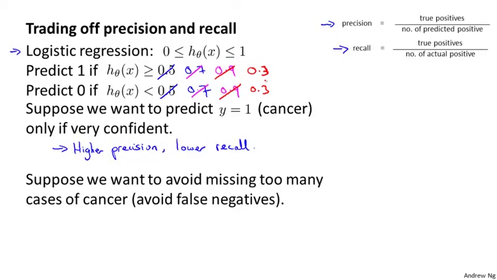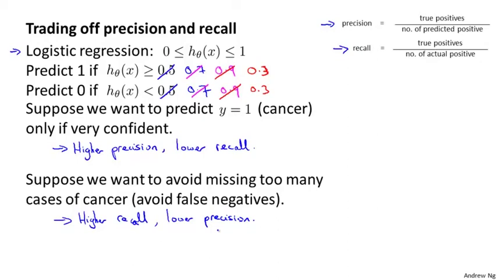And in this case, what we would have is a higher recall classifier, because we're going to be correctly flagging a higher fraction of all of the patients that actually do have cancer. But we're going to end up with lower precision, because a higher fraction of the patients that we said have cancer will turn out not to have cancer after all.